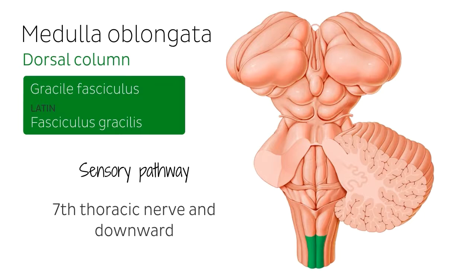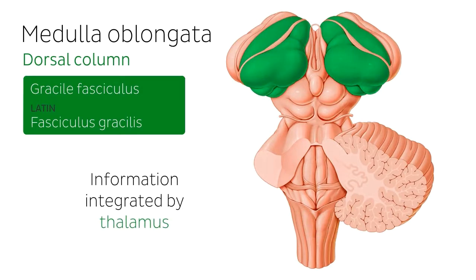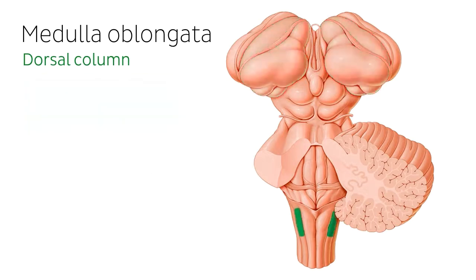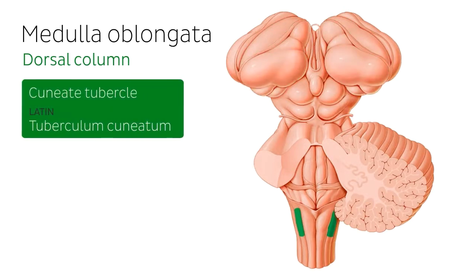And these axons then make synapses in the nucleus, beneath the bulge of the gracile tubercle, and from there, information is carried to the thalamus, which integrates all the sensory information. The second pair of structures in the dorsal column are the cuneate tubercles with their corresponding fasciculi.